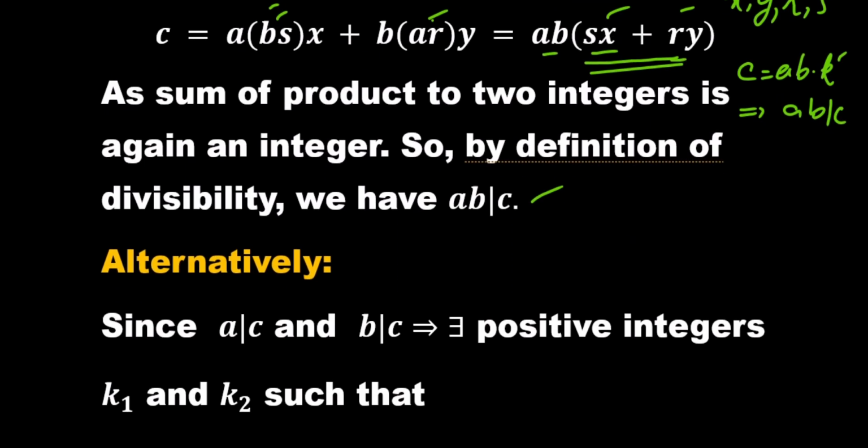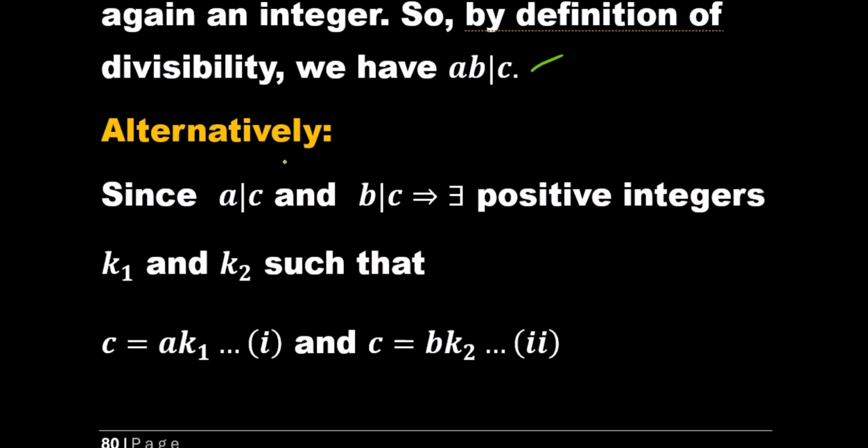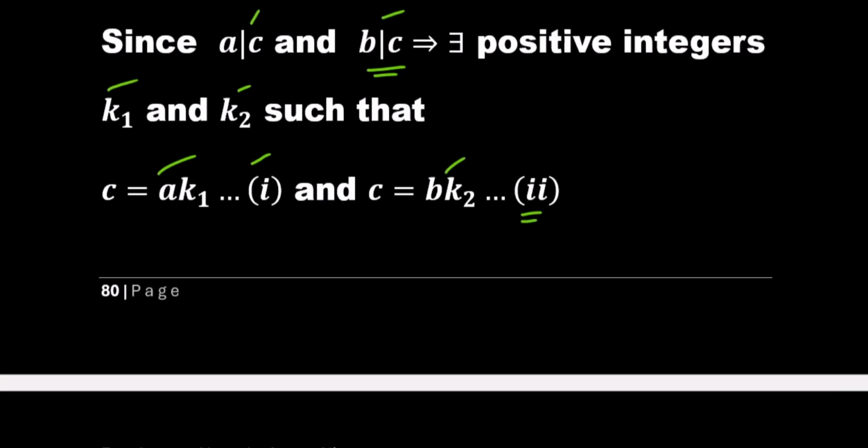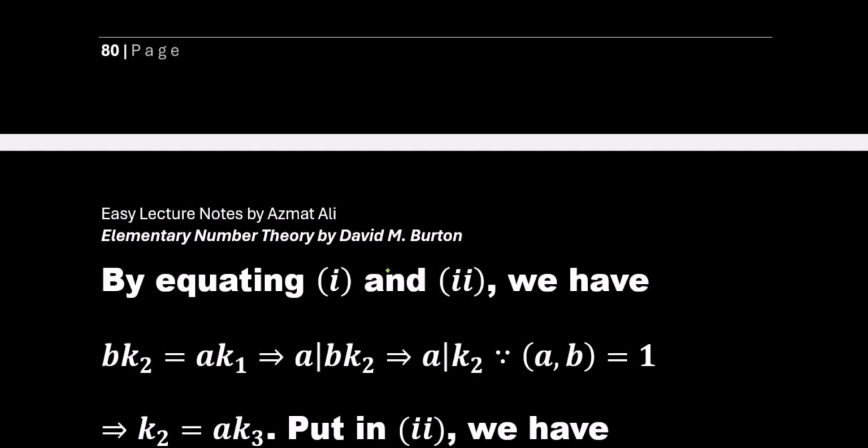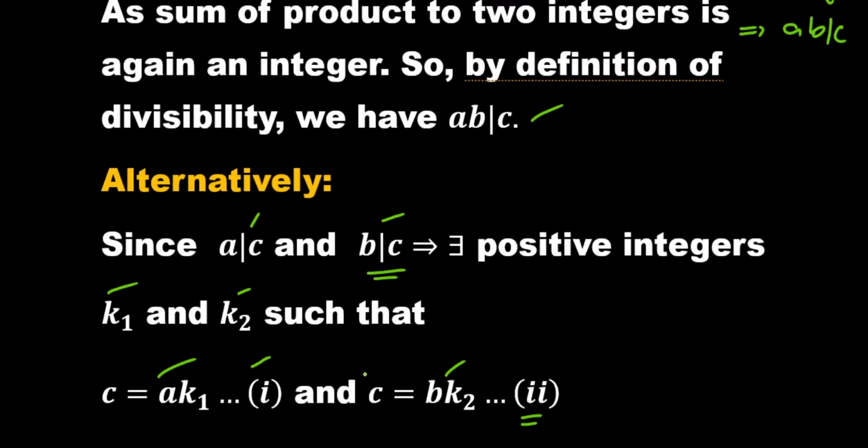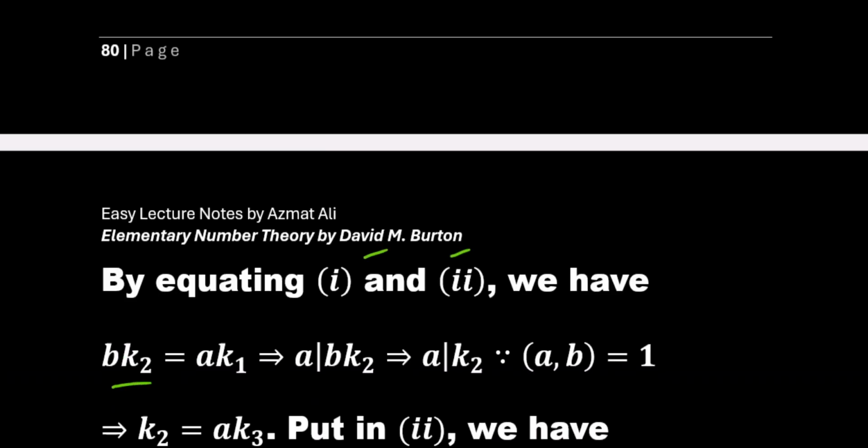Alternatively, we can prove this corollary. This is a very interesting and easiest way. Since it is given that A divides C and B divides C, there are positive integers K1 and K2 such that we can write C is equal to AK1. Say this is equation number 1, and from this we can write C is equal to BK2. This is equation number 2. By comparing equation number 1 and 2, because both of the equations are equal to C, we can write it as BK2 is equal to AK1.